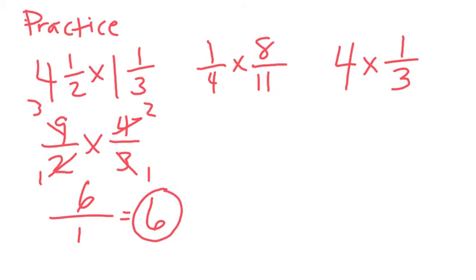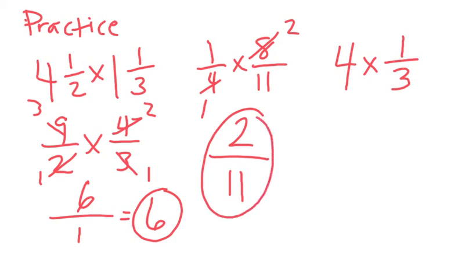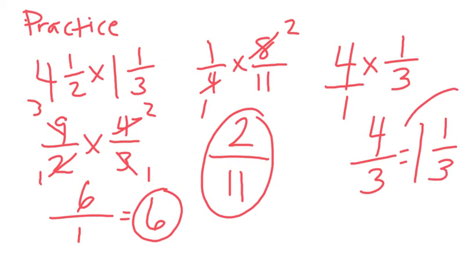Number 2. 1/4 times 8/11. Will anything cancel? Yes, the 4 and the 8 will cancel. 4 goes 1 time into 4 and 2 times into 8. 1 times 2 is 2. 1 times 11 is 11. When you have a whole number, you put it over 1. So put your 4 over 1. Nothing cancels. 4 times 1 is 4. 1 times 3 is 3. 3 will go 1 time into 4. There's 1 left over. So 1 1/3. Good job.